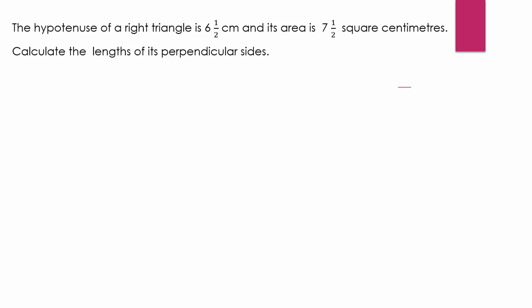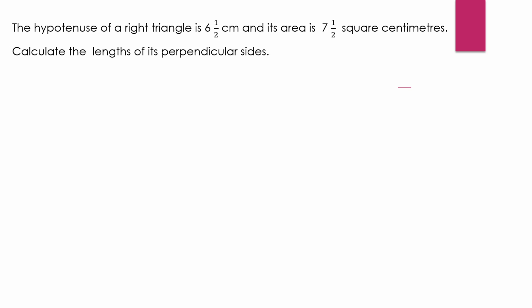So let's discuss the next problem. The hypotenuse of a right triangle is 6 1/2 centimeters and its area is 7 1/2 square centimeters. Calculate the length of its perpendicular sides. All of you read the question and tell me what you have understood and what we need to find out.